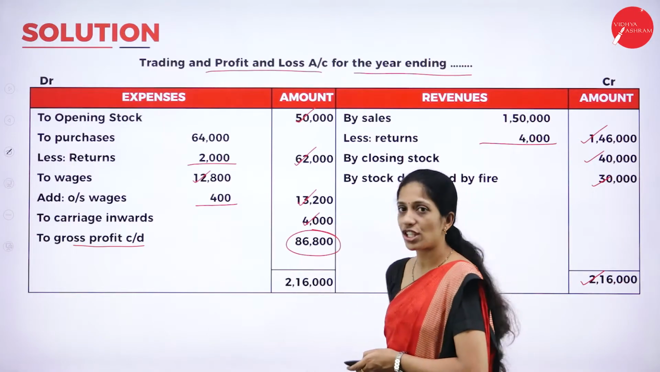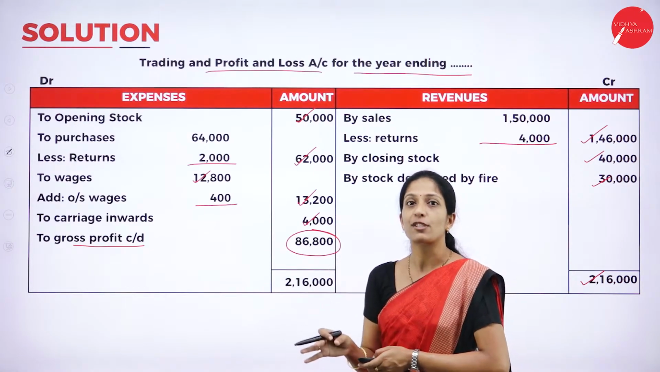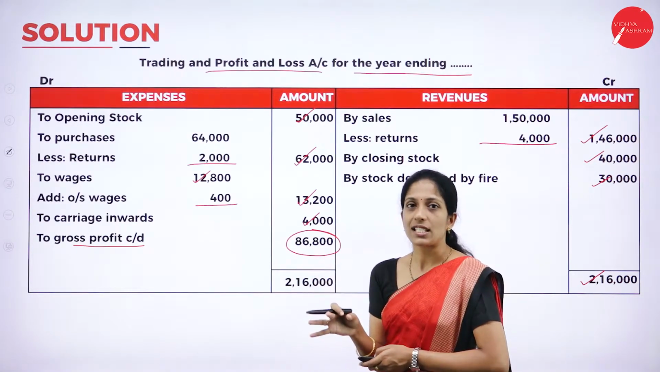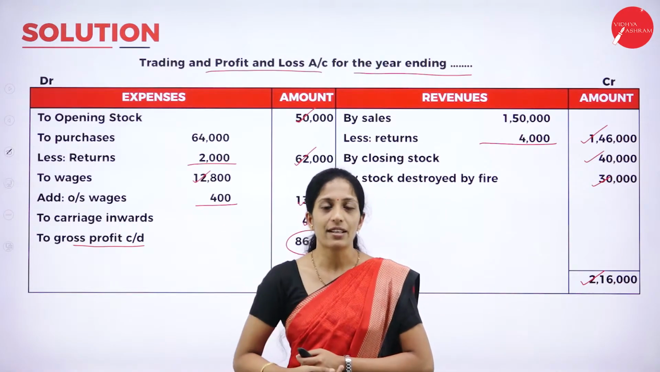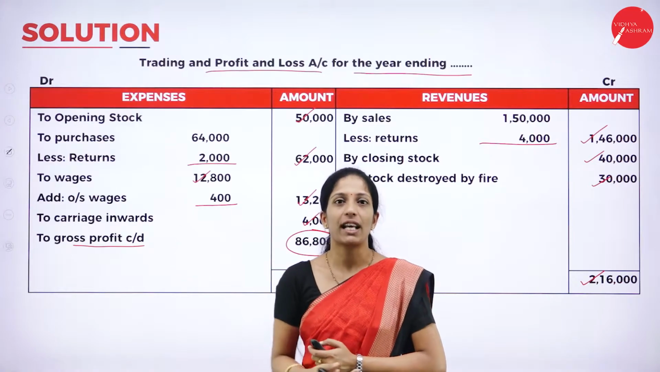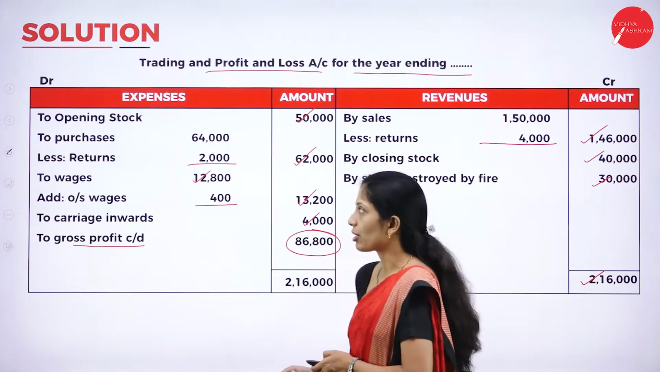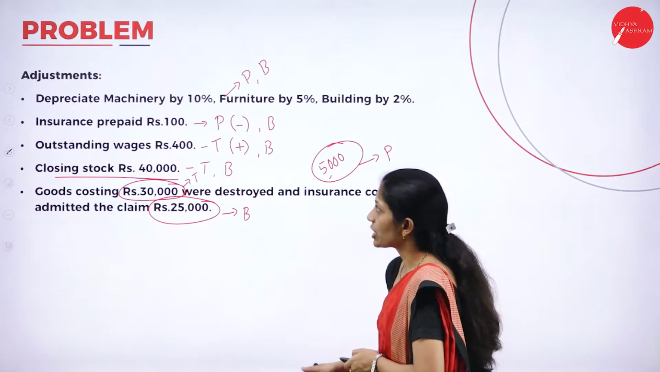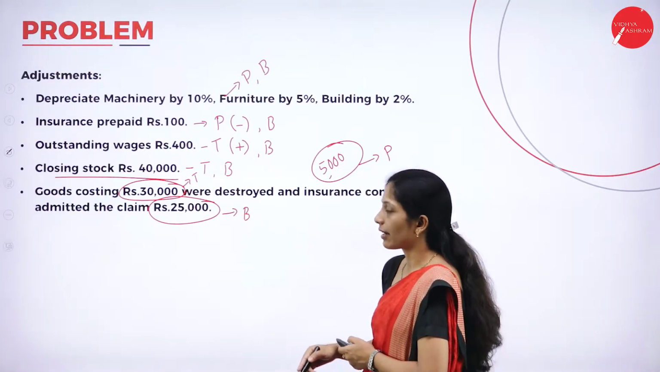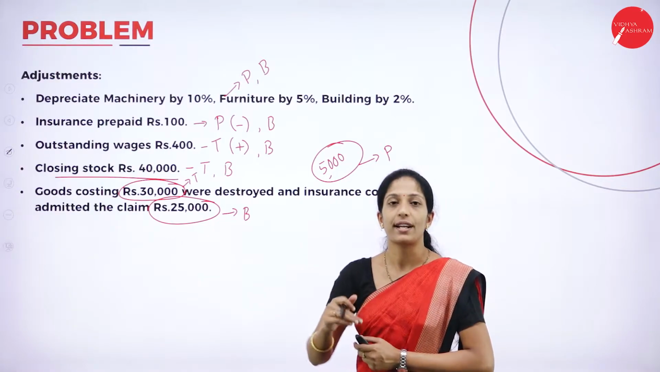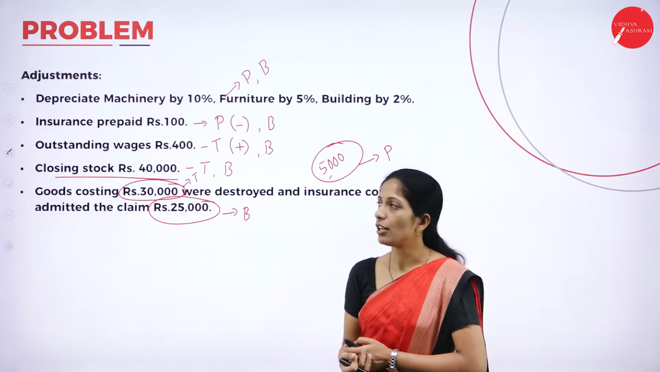Now go through the adjustment, whether we have recorded all the adjustments at least once. As I told you, it should come twice in a solution. Once it will come in the balance sheet, and at least once it should be there in the trading profit and loss account. So go through the adjustment. Depreciation we have not recorded, so now we shall record. Depreciation has to be recorded in the debit side of profit and loss account.